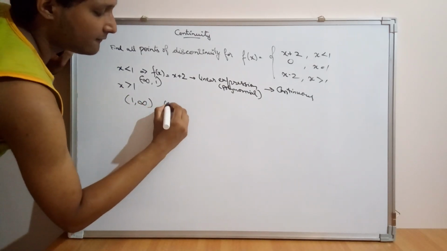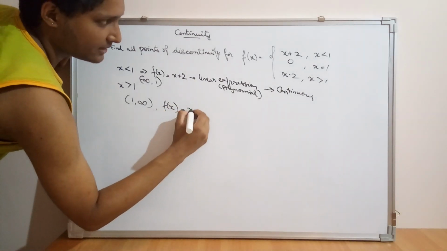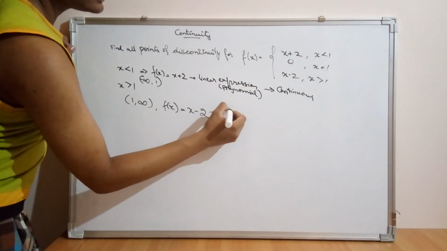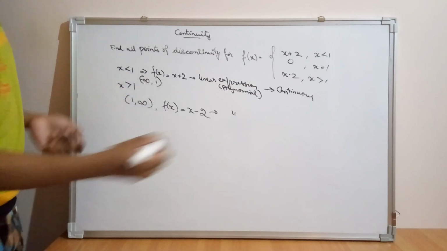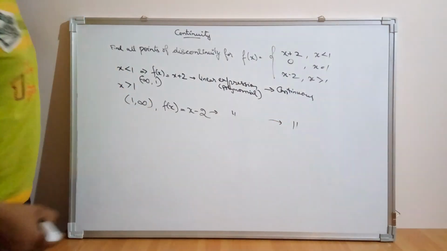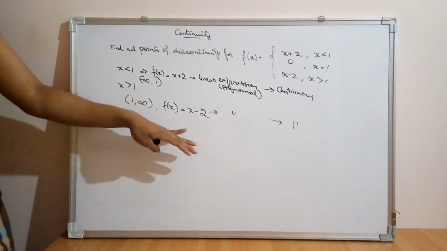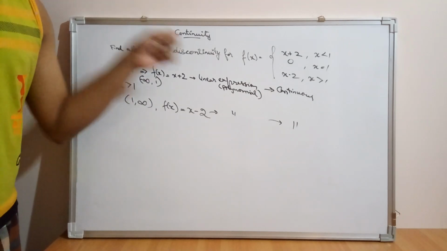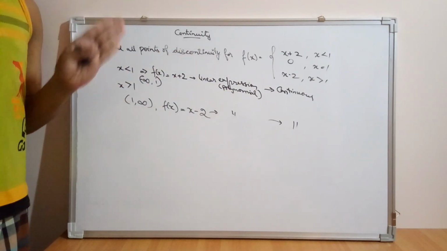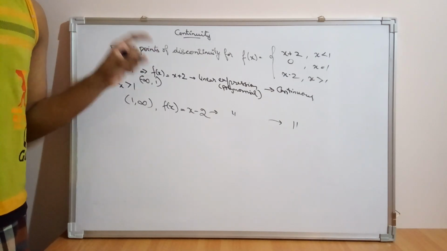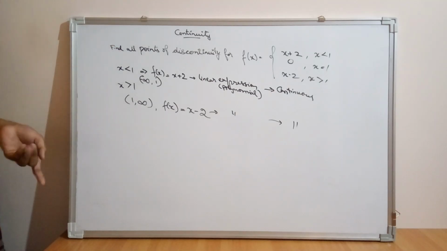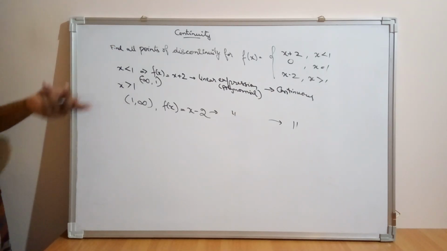Now f of x becomes equal to x minus 2 according to the given question. So this is also a linear polynomial. Therefore this is also continuous. That's all about this part. Now we have only one point remaining. The question is find all the points of discontinuity for this given function. So the only point that can be discontinuous is one, because these two intervals are already continuous, and all the points in them are going to be continuous because they are linear polynomials.